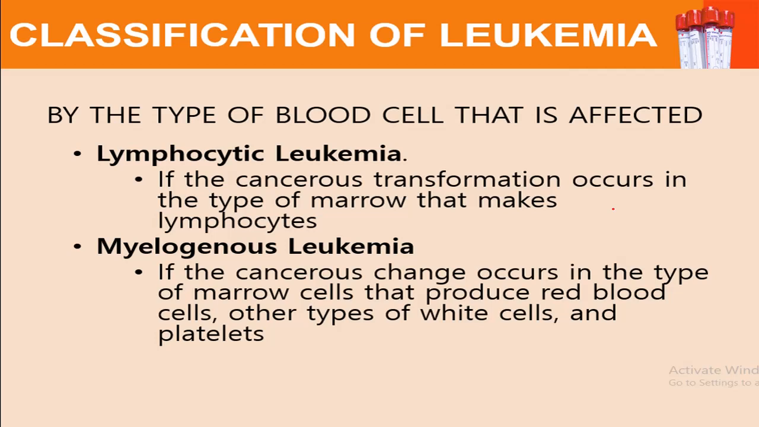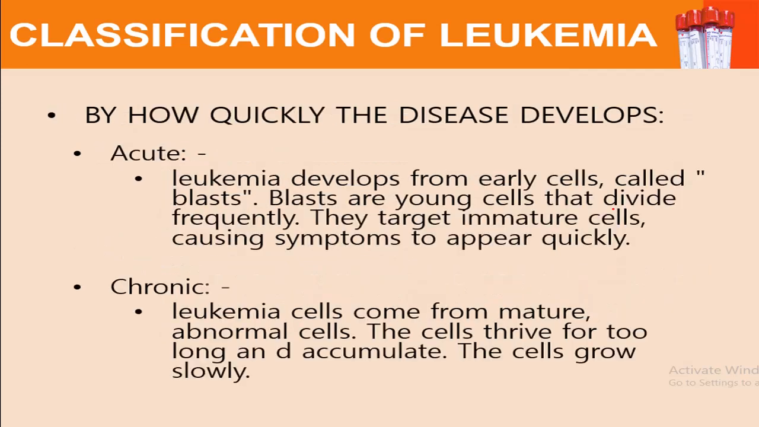Okay? Kung doon yung mga cells na nasa myelogenous ang nagkaroon ng problem, nagkaroon ng stoppage of maturation and proliferation, okay, you call that a myelogenous leukemia. So therefore, leukemia can be called acute lymphocytic leukemia, or chronic lymphocytic leukemia, or acute myelogenous leukemia, or chronic myelogenous leukemia. Okay.